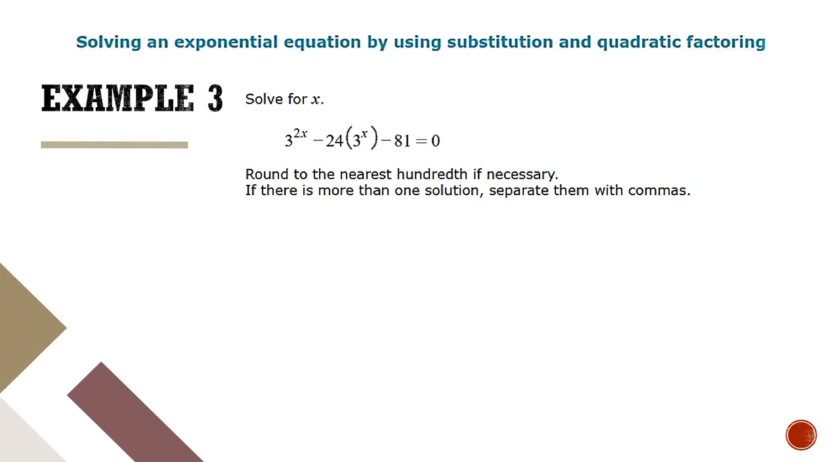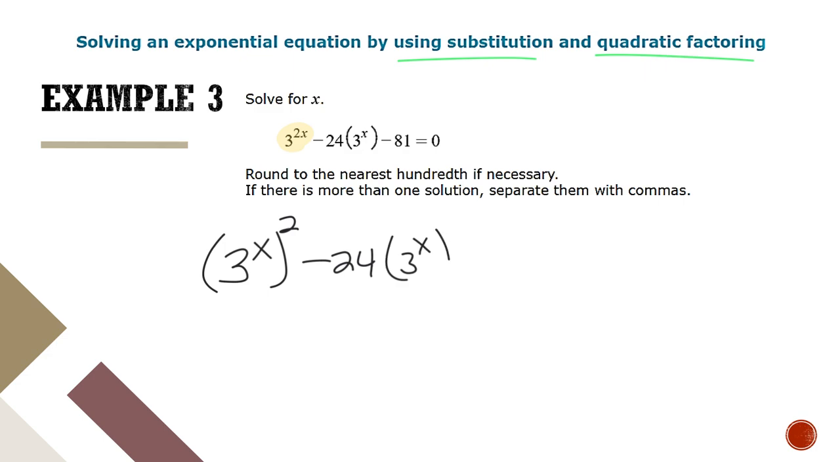So let's do a fun problem by using substitution. One thing to note, this is a quadratic equation. We're going to kind of factor it using some sort of substitution. The thing to notice is that we can rewrite this equation. This part right here can be rewritten as 3 to the x, all to the power of 2, and then we're going to rewrite it as minus 24 times 3 to the x, which is nice, and minus 81 is 0.